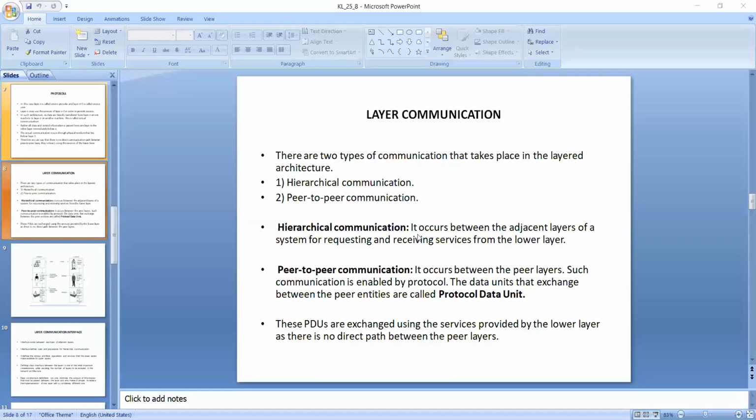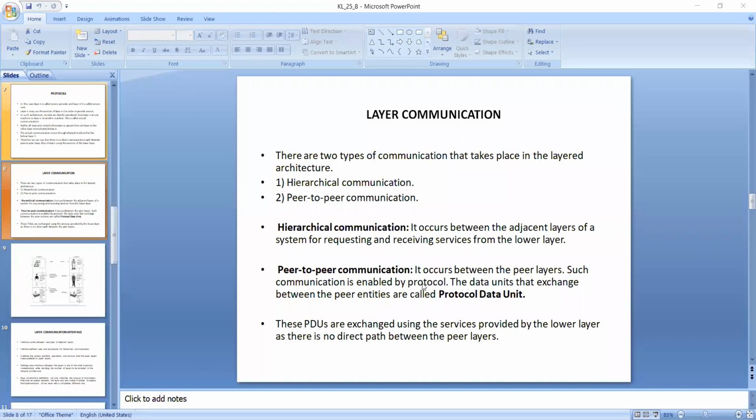So hierarchical communication occurs between the adjacent layers of a system for requesting and receiving services from the lower layer. And peer-to-peer communication occurs between peer layers. Peer layers means same layers. Such communication is enabled by protocol. If layer 1 wants to communicate with layer 1 in host 2, then layer 1 protocol is to be enabled. If layer 2 in host 1 has to communicate with layer 2 in host 2, then layer 2 protocol is to be enabled. So for peer-to-peer communication, the protocol is to be enabled.